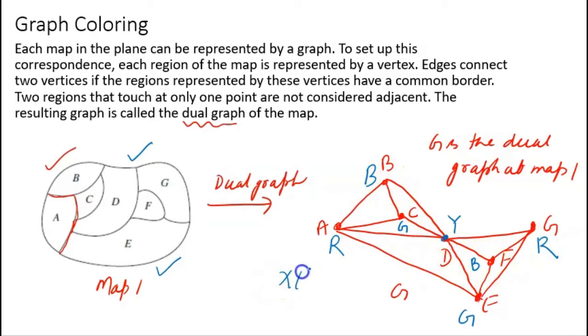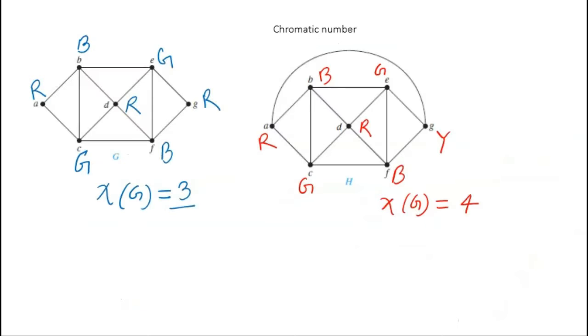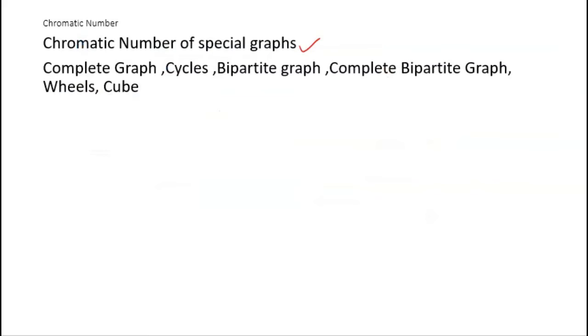So what is the chromatic number of this graph? The chromatic number of this graph is equal to 4. I hope you are clear. In case you are not, please try it yourself and then let me know whether it is correct or not. Now let us find the chromatic number of some special types of graph, and this is very important because they ask a lot of questions in exams related to this.